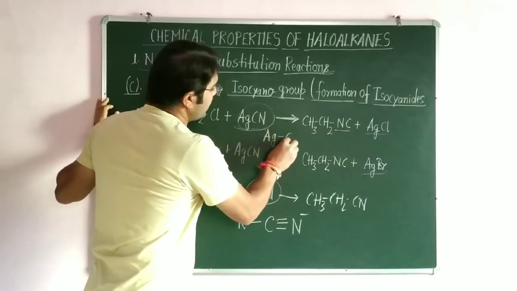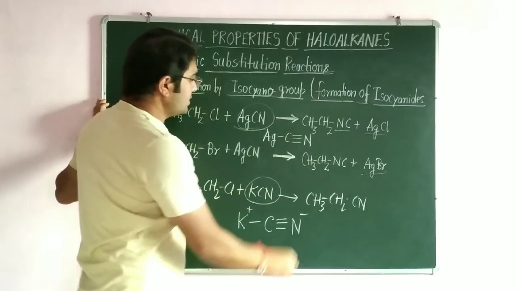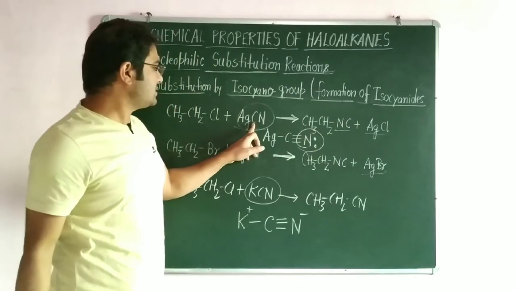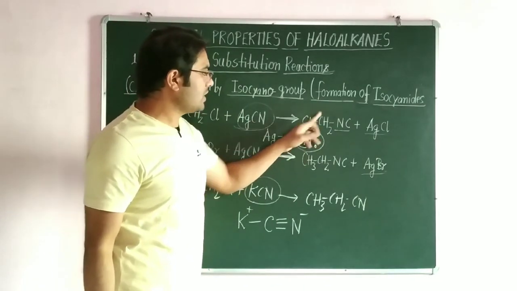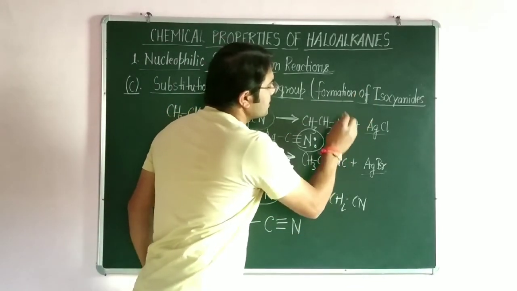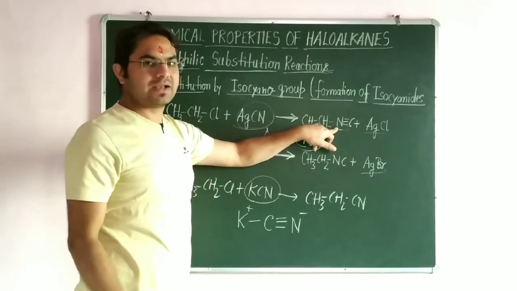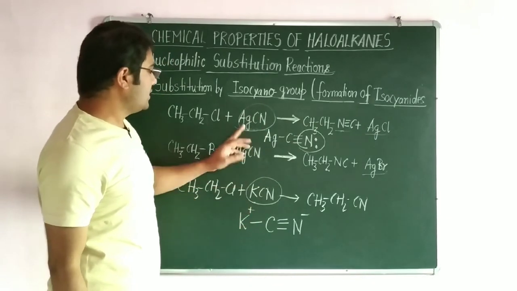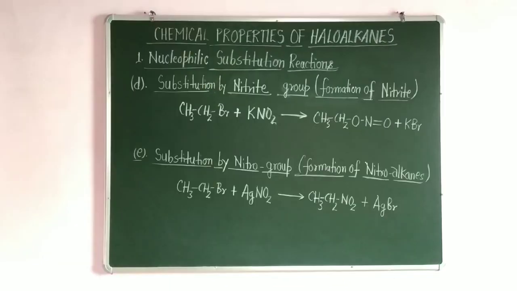So if it is covalent in nature, AgCN forms a similar triple bond, but in the case of AgCN only the nitrogen atom can donate its electron pair to the carbon part. That's why it forms N triple bond C. So that's why it forms isocyanide instead of forming cyanide. So this is the basic difference between the reaction of KCN with haloalkane and the reaction of AgCN with haloalkane.